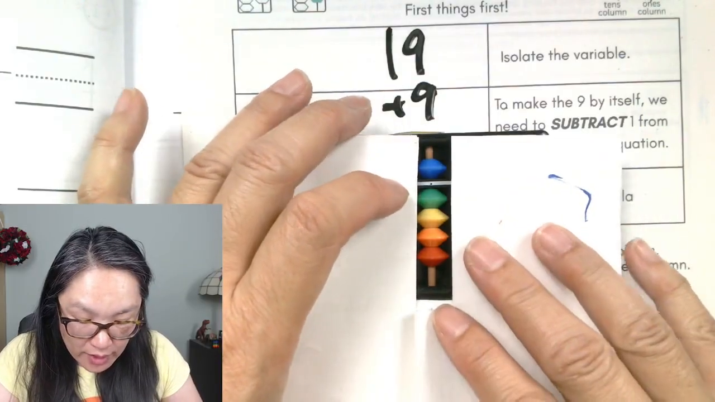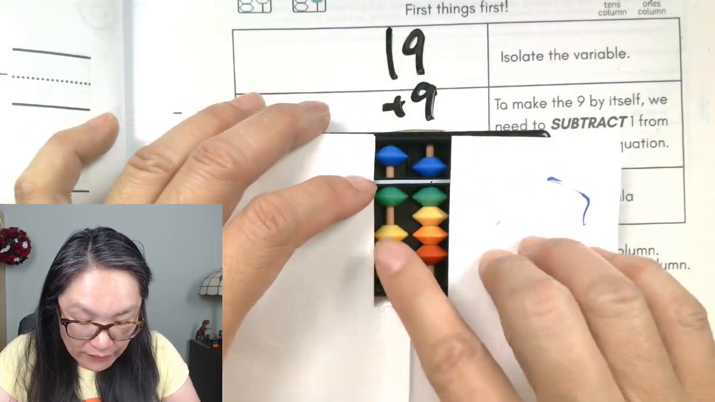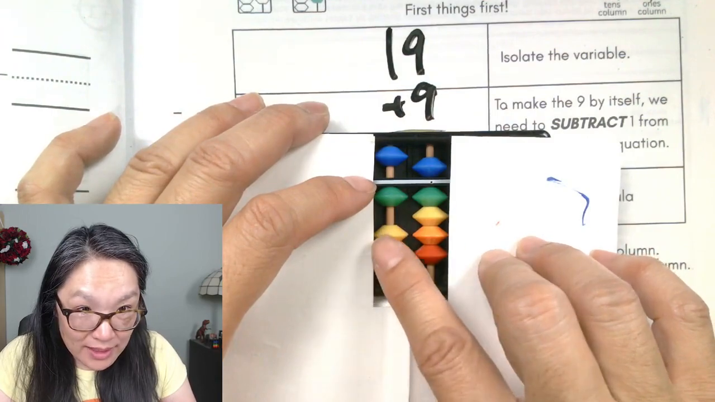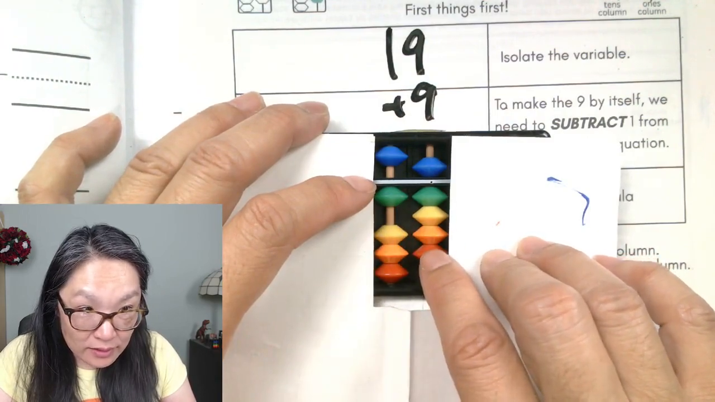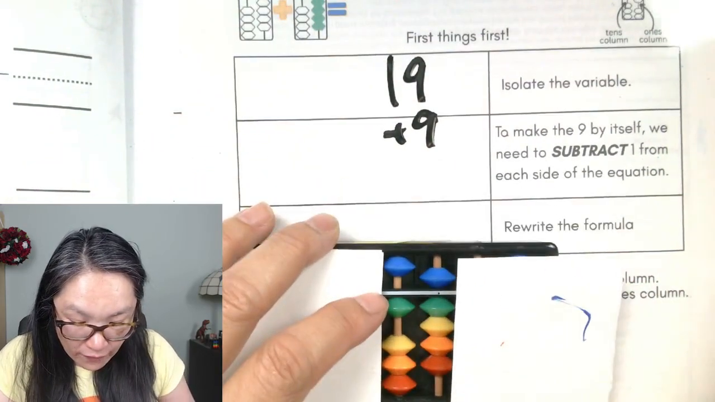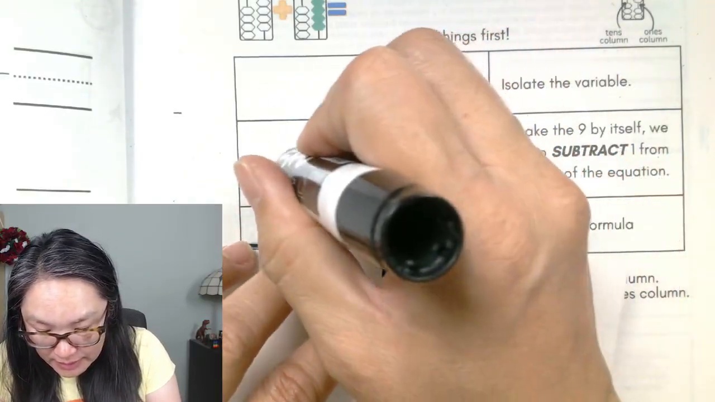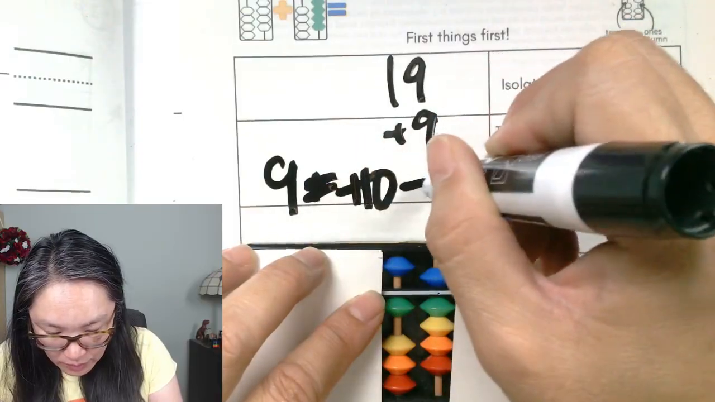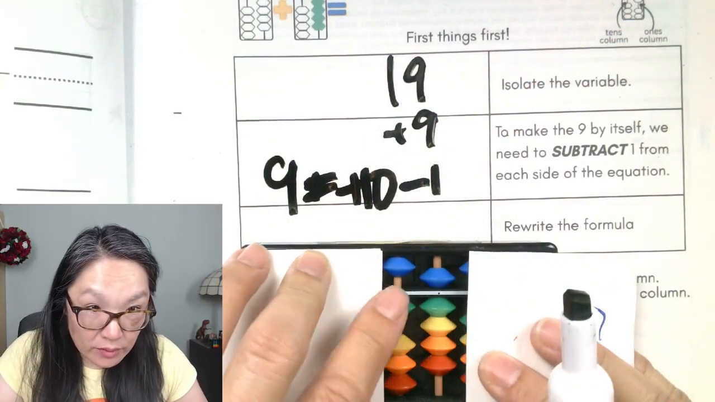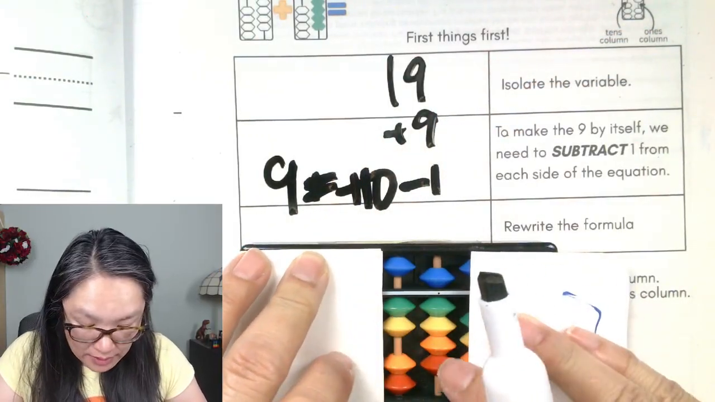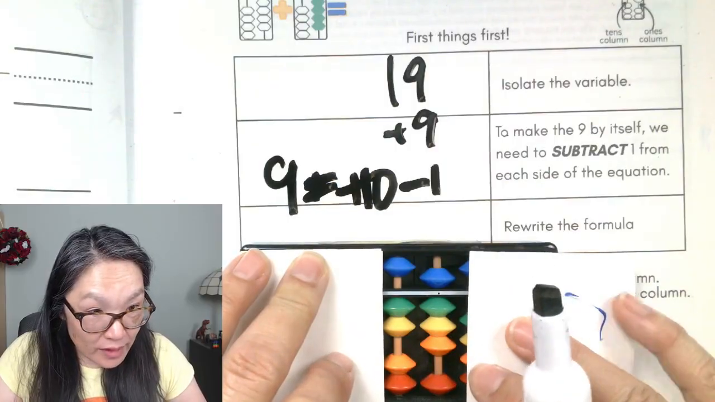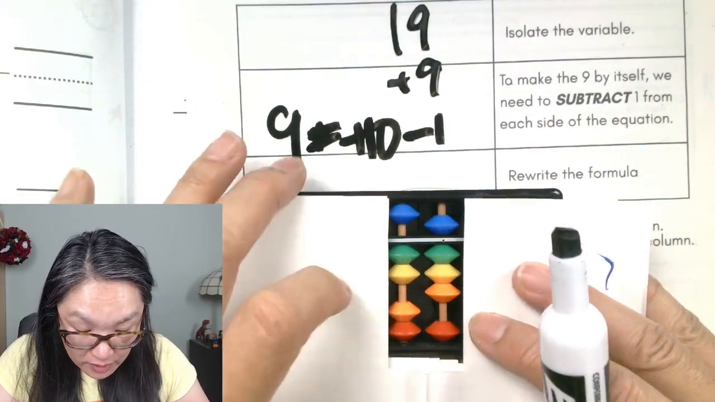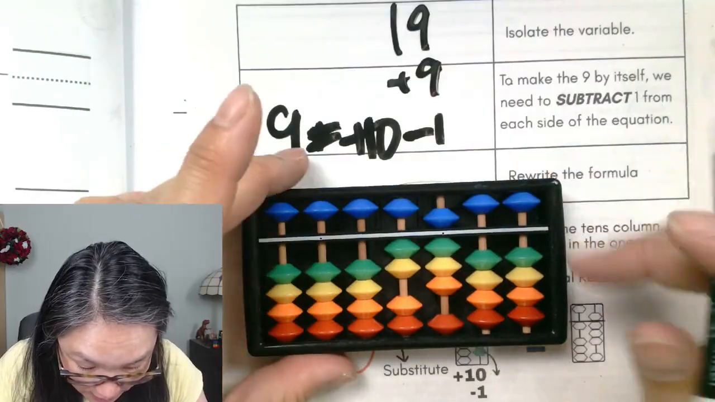So then we have to go to our number. We have to plus the 10, and then minus the 9. Our formula is add 9 is equal to plus the 10, minus 1. So I'm going to plus the 10, and I take away the 1. And there we go. My final answer is 28.